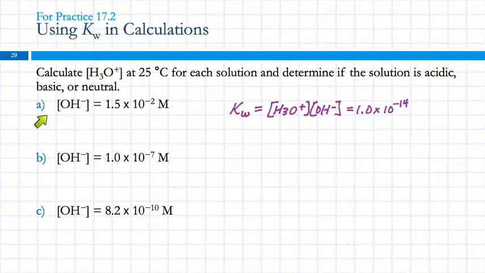So we're given the hydroxide ion concentration, asked for the hydronium ion concentration. So we can take this equation and solve it for hydroxide ion. Hydroxide ion concentration equals 1.0 times 10 to the minus 14. Wait, I'm solving for the wrong thing. I'm solving for hydronium ion.